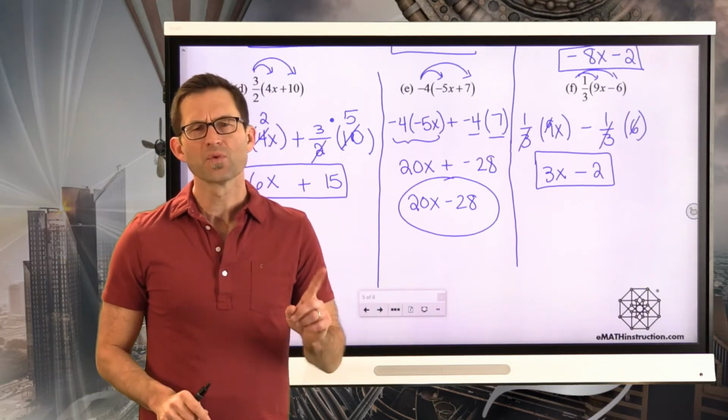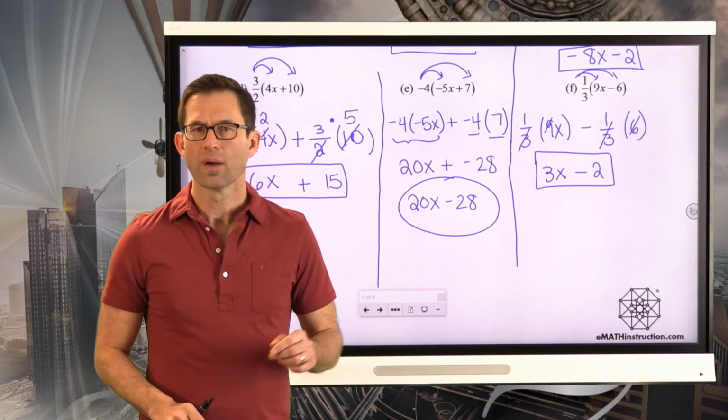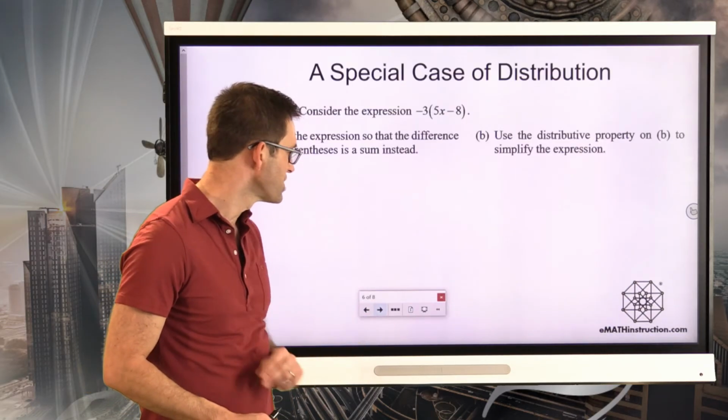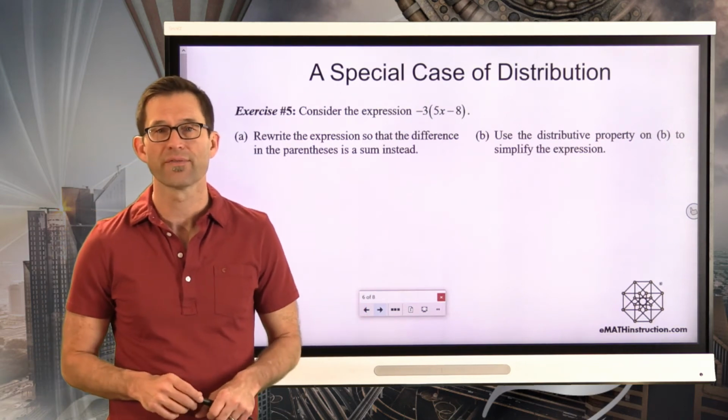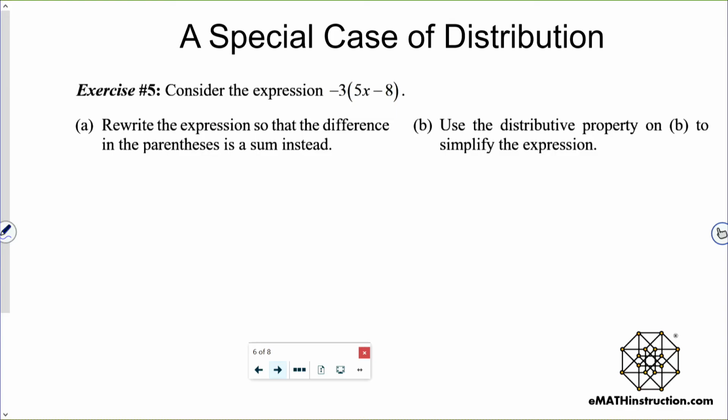All right, but there's one last case that we haven't looked at, and we're going to take a look in the last two exercises. So, special case of distribution. Let's take a look at exercise number 5. Consider the expression negative 3 times 5x minus 8. Letter A asks us to rewrite the expression so the difference in the parentheses is a sum instead.